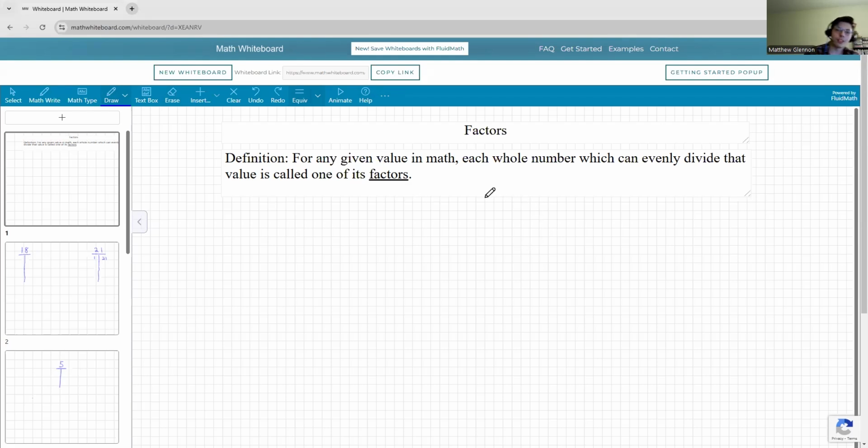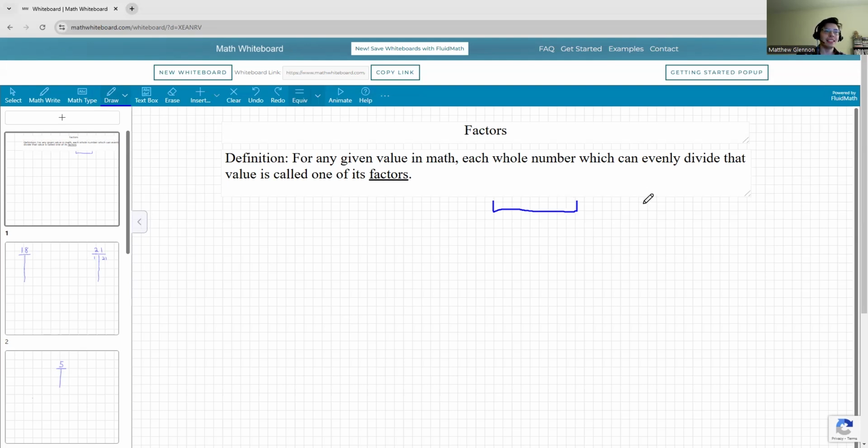Now, there's a little bit of math jargon here, so let's break it down a little bit. When it says whole number, we're referring to numbers that don't have a decimal attached to it. So it could be 1, it could be 5. If you're higher up in grades, it could even be a negative number. But it won't have a decimal attached to it, which is the important part.